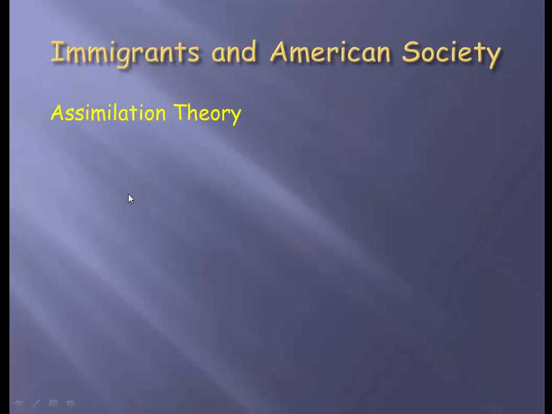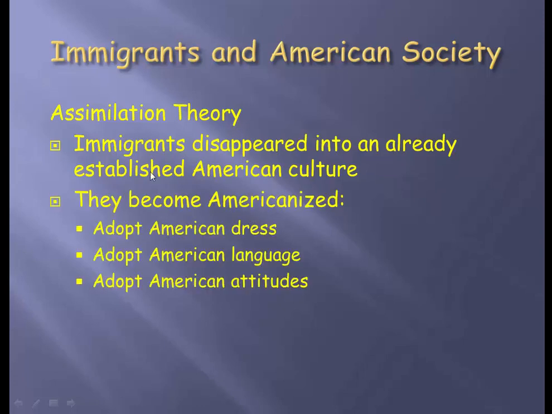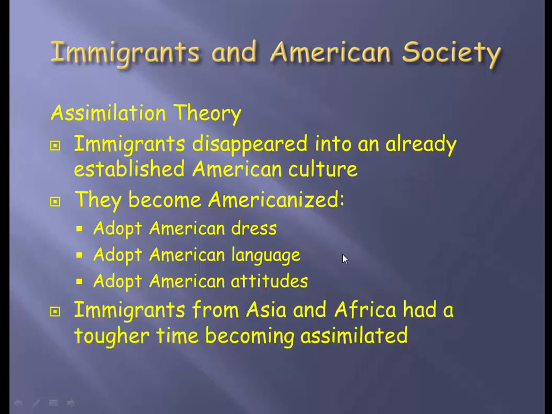That's one theory. Now, the other theory is more of an assimilation theory. So immigrants disappeared into an already established American culture. Maybe not first generation, but you see this in second, third generation. So people become Americanized or assimilated. What word is in assimilated? If you're in my class, you'll find similar. They become similar. So what do they do? They adopt American dress. They begin speaking American language like English. They adopt American attitudes, and they just kind of become assimilated.